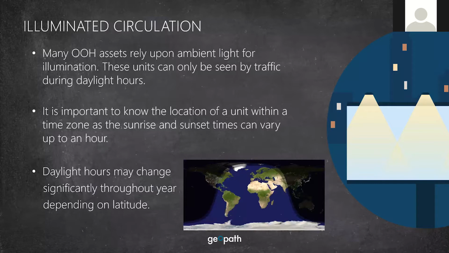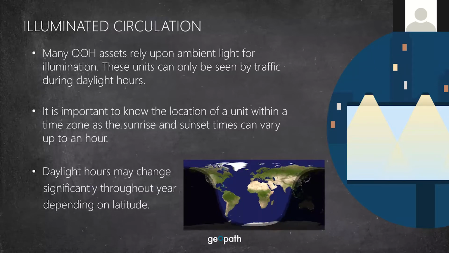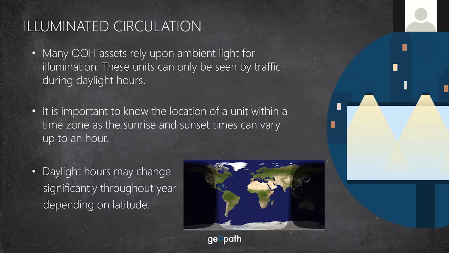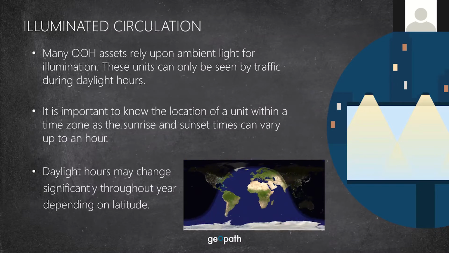And one of my favorite questions is how wide is the time zone? Yeah. An hour. So you might have a unit on the east side of the time zone, sunrise at 6 a.m., whereas the unit on the west end of that time zone, sunrise is going to be 7 a.m. So there can be big differences. So understanding the latitude and longitude of the unit is very important.